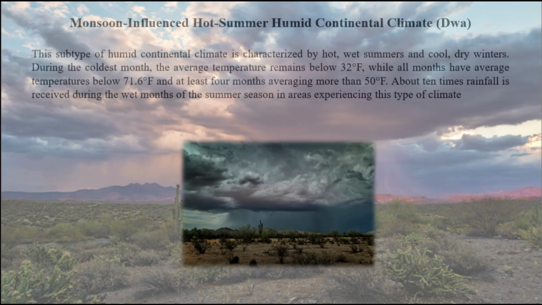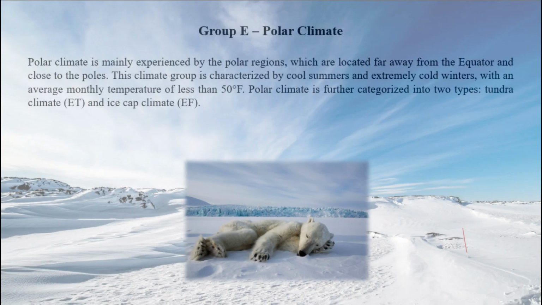Monsoon-influenced hot summer humid continental climate, DWA. This subtype of humid continental climate is characterized by hot, wet summers and cool, dry winters. During the coldest month, the average temperature remains below 32 degrees Fahrenheit, while all months have average temperatures below 71.6 degrees Fahrenheit and at least 4 months averaging more than 50 degrees Fahrenheit. About 10 times more rainfall is received during the wet months of the summer season in areas experiencing this type of climate.